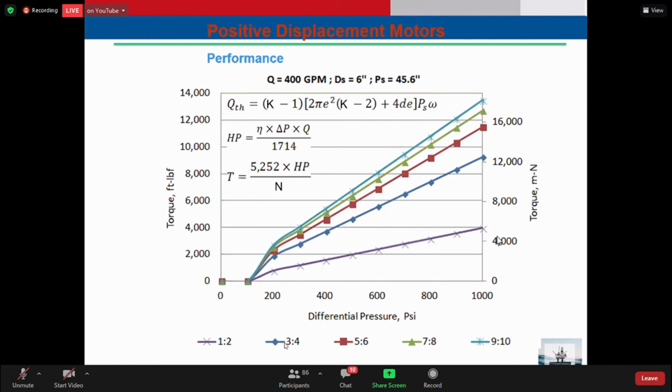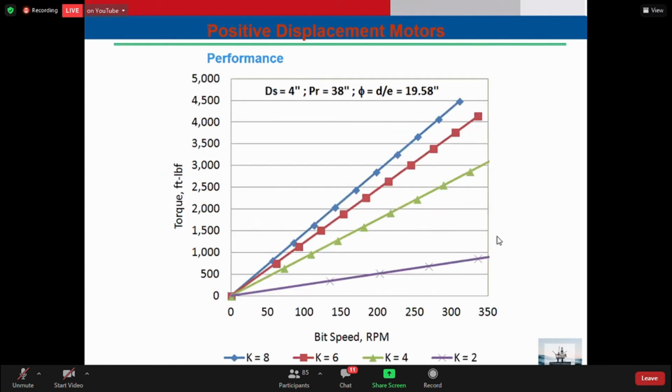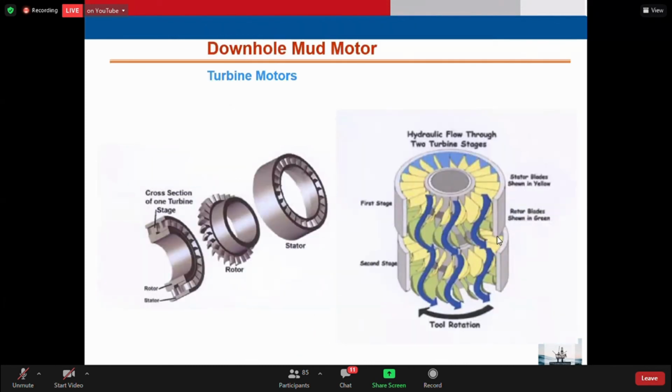If I increase the number of rotors and stators, it will increase the torque. If I decrease the number of stators, it will increase the RPM. So according to your case, according to the required or desired application, you select the best motor and best configuration of the positive displacement motors. This is the first type of the downhole motor.